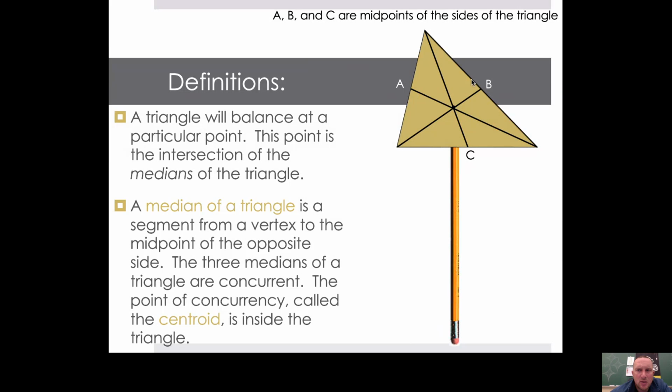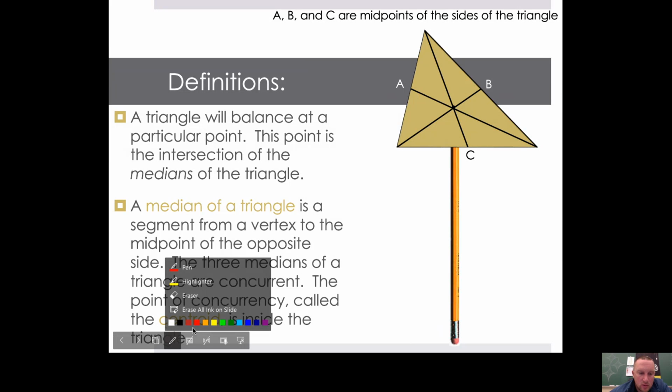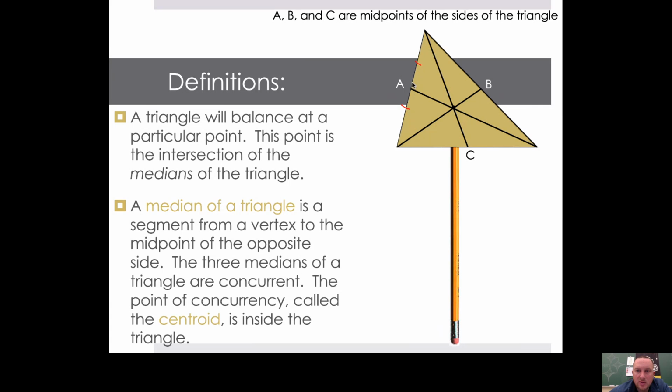Let's say that points A, B, and C are midpoints of the sides of a triangle. This is what that would look like. We know those lengths are the same if that's a midpoint. Also, we're going to know that these are the same, but not necessarily the same length as those. And then same thing with this one. Make them different lengths, but make this one the same as that one. Those are the midpoints. A triangle will balance at a particular point.